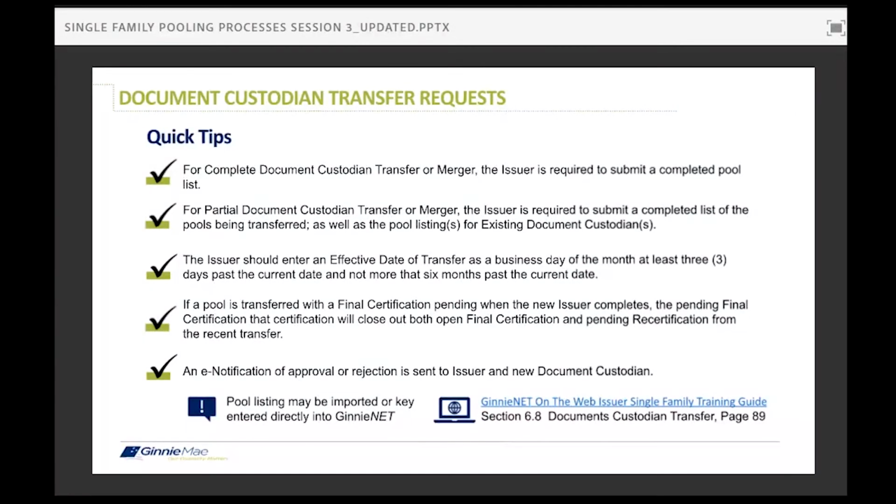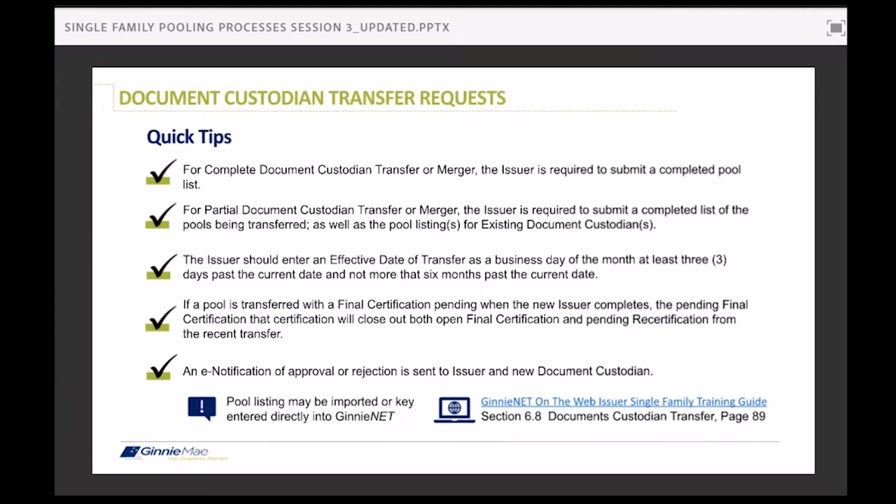Okay, an e-notification of approval or rejection is sent to the issuer and new document custodian. Look out for that. If you're an issuer, something goes out to you. If a rejection happens, something also comes to you. Pool listing may be imported or key entered directly in Ginnie Mae.